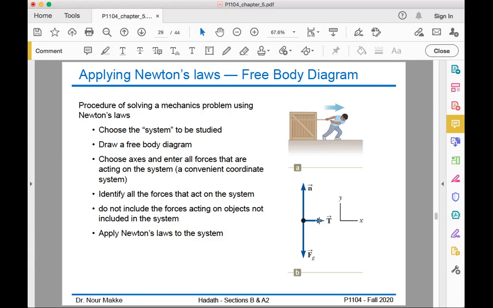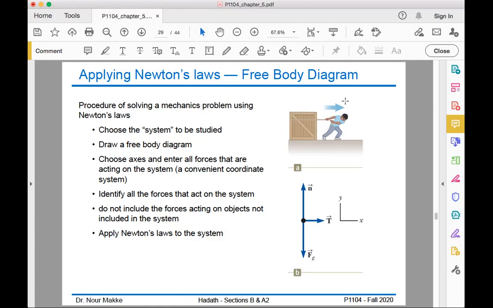So this is step number 2. The system is our box. The free body diagram is drawn here. Then you have to choose the axes, a given system of reference x and y. Conventionally, we take x to the left and y upward. Then you have to identify all the forces that act on the system, and be careful not to include the forces acting on objects not included in the system.